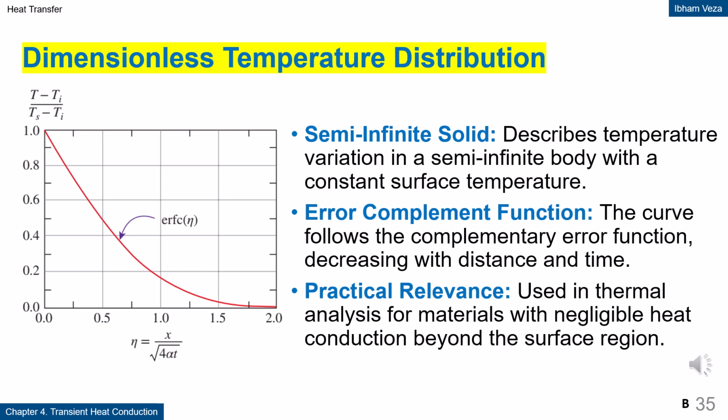Dimensionless temperature distribution. Dimensionless temperature distribution is used to present results in a general form without being tied to specific units. For a semi-infinite body with constant surface temperature, the solution follows the complementary error function form. The temperature decreases with increasing distance from the surface and with time. This approach allows one graph or one equation to be used for many physical cases. This is the main strength of using dimensionless parameters in transient analysis.